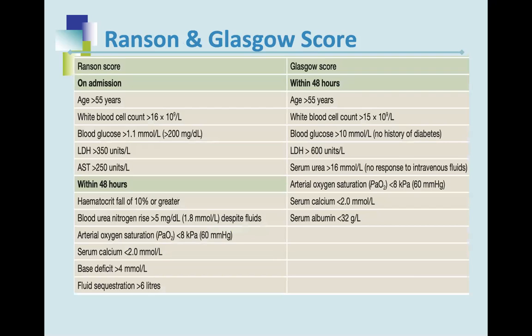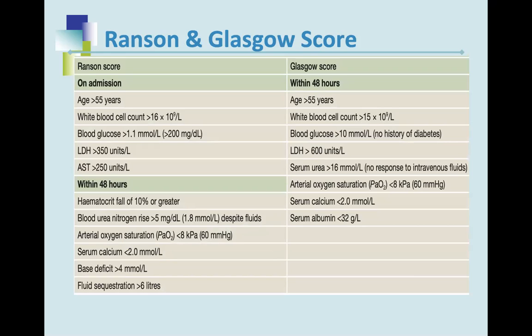Now, this is the Ranson score, and that is the Glasgow coma scale. The Glasgow coma scale is done at 48 hours, and Ranson at admission. Some criteria are similar in both, and there are some differences as well.